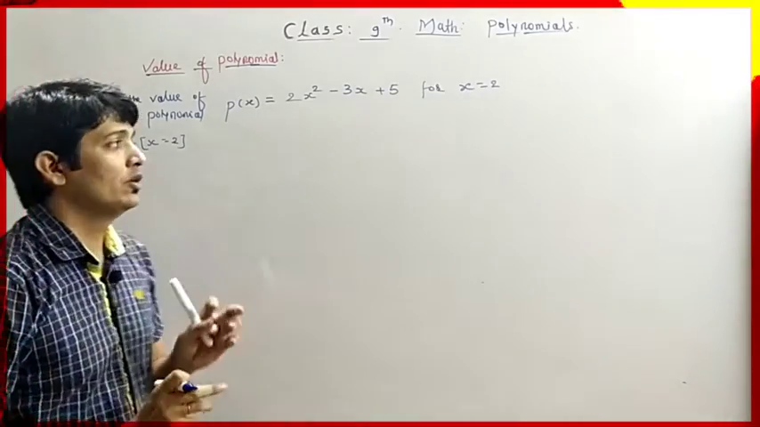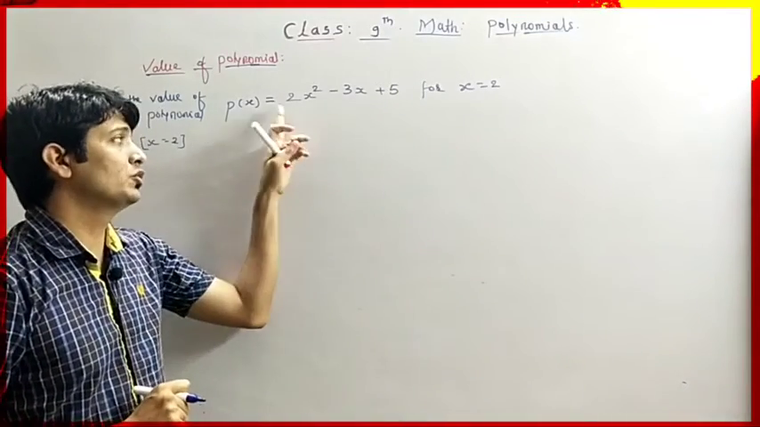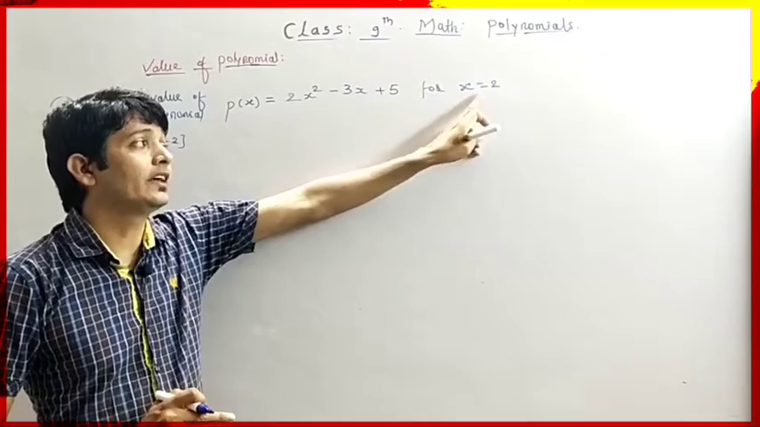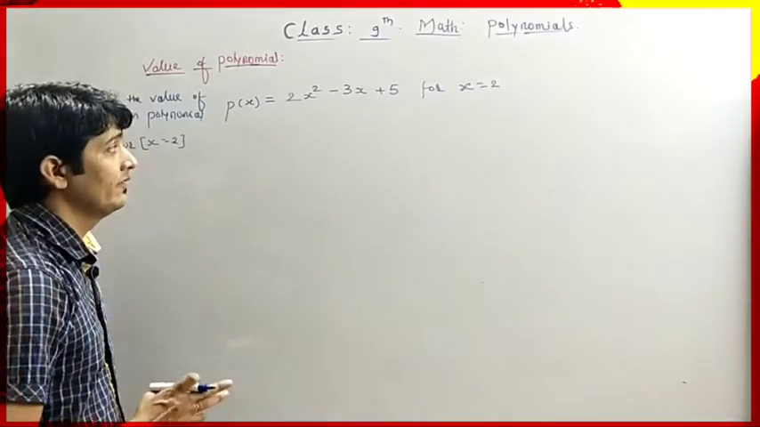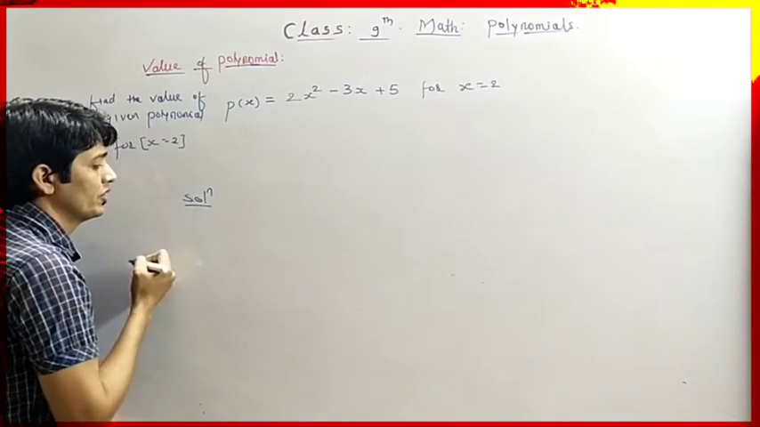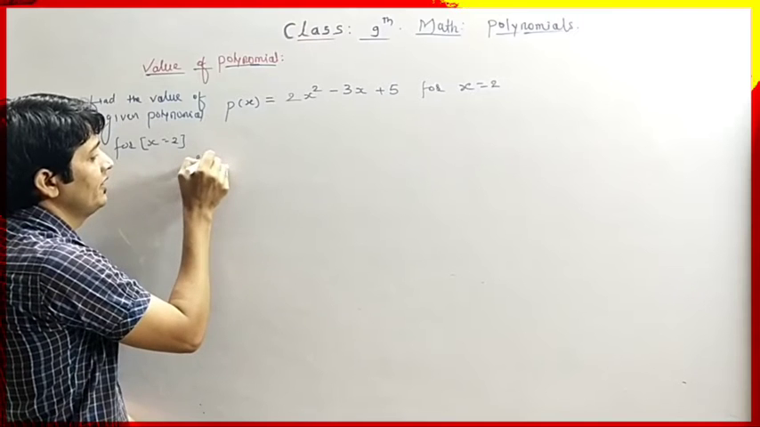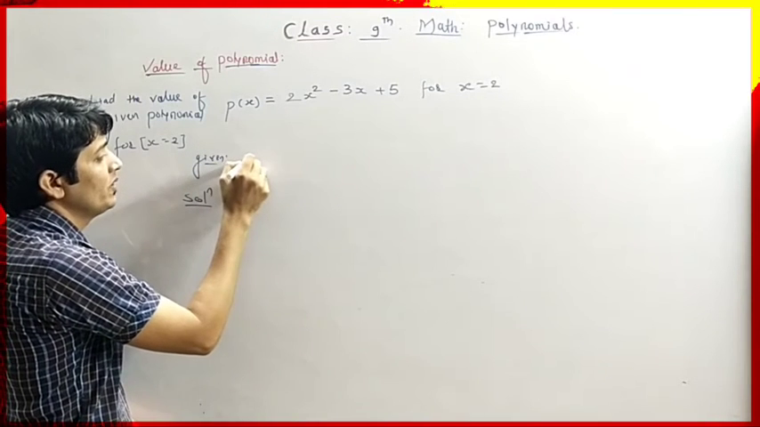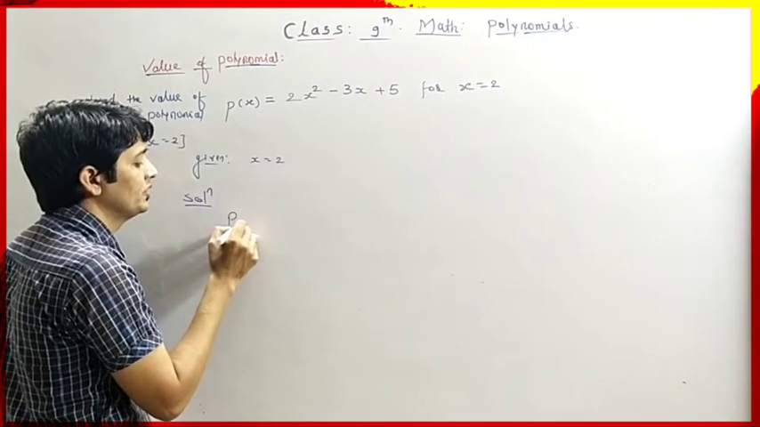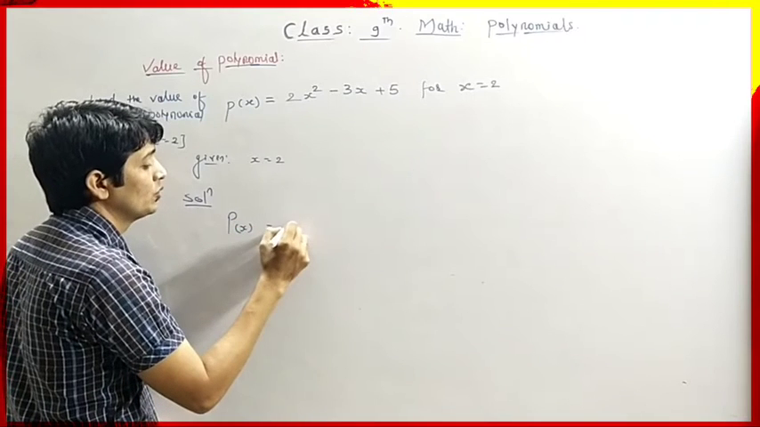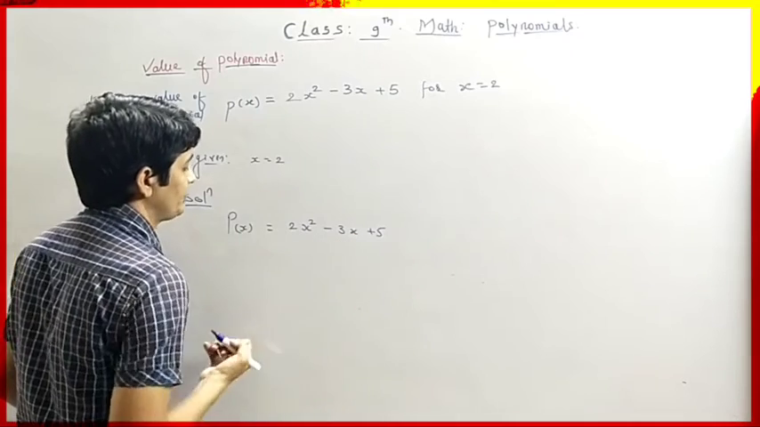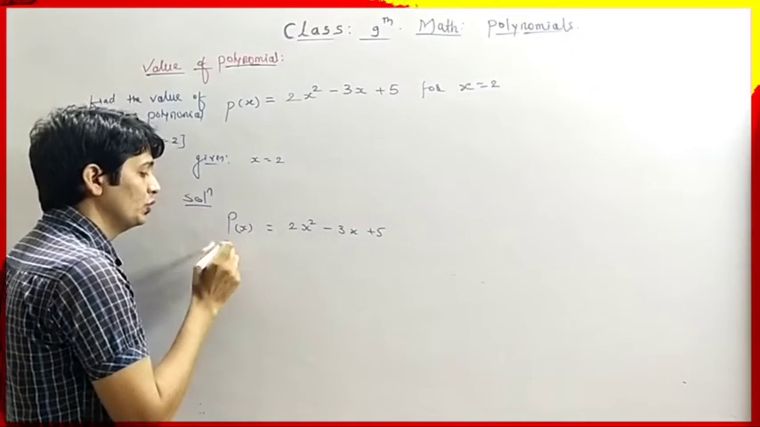Okay, so now we just have to put the value of x in the given polynomial and calculate the value of the polynomial. Here x equals to 2 is given, so we just place the value in the polynomial. Solution. First we write the polynomial, and what is given? x equals to 2. Now the polynomial is p(x) equals to 2x square minus 3x plus 5. It is our polynomial. Now we have to calculate the value.